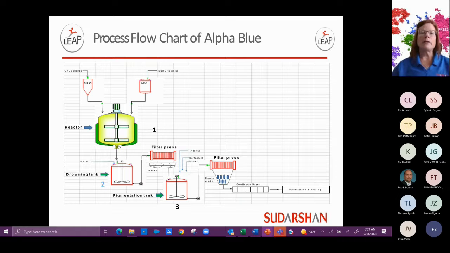For those who like a diagram to go with the words, the crude blue and the sulfuric acid come together in the reactor in that first step. The key part is the precipitation of that slurry in the drowning tank, which creates the initial crystal for the alpha blue process. From there, it is cleaned up, and the crystals are grown to the appropriate pigment size required. Additional treatments are added if needed, and then it is filtered, dried, and pulverized.